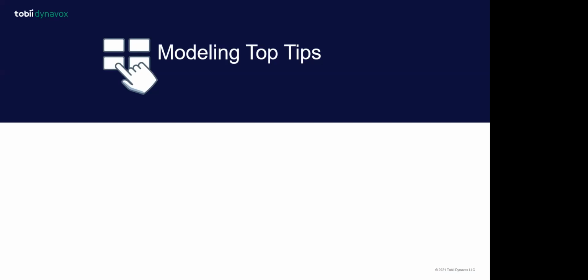So here are some quick little modeling tips to get us started. When we model, we want to touch and speak, selecting a button while I am speaking the words that I'm saying. So this supports that verbal communication. It also slows me down as a communication partner and allows a communicator to hear that verbal example as well.